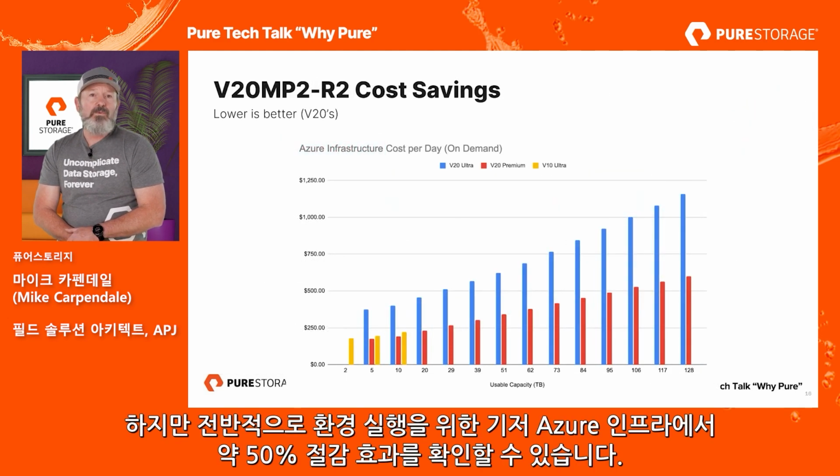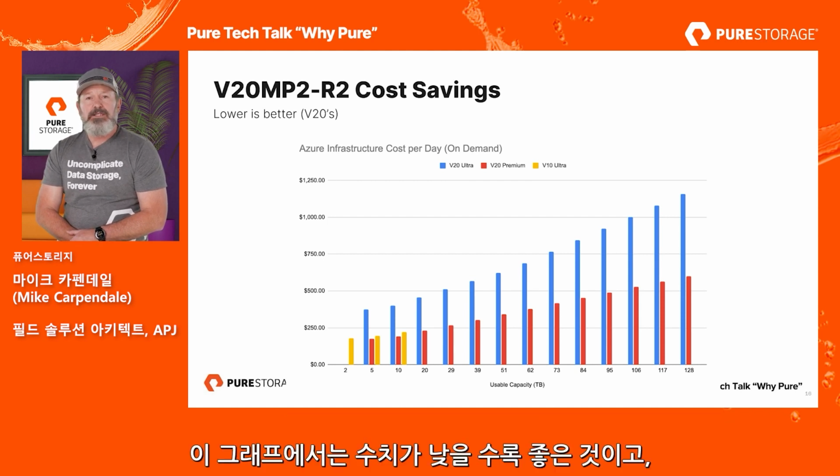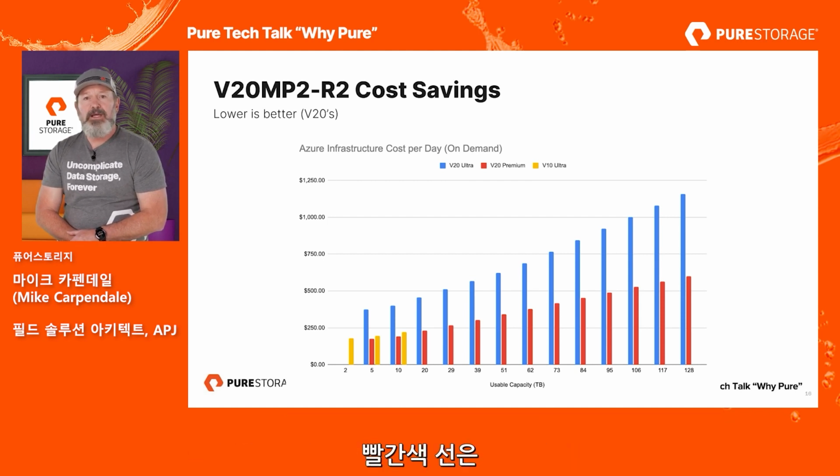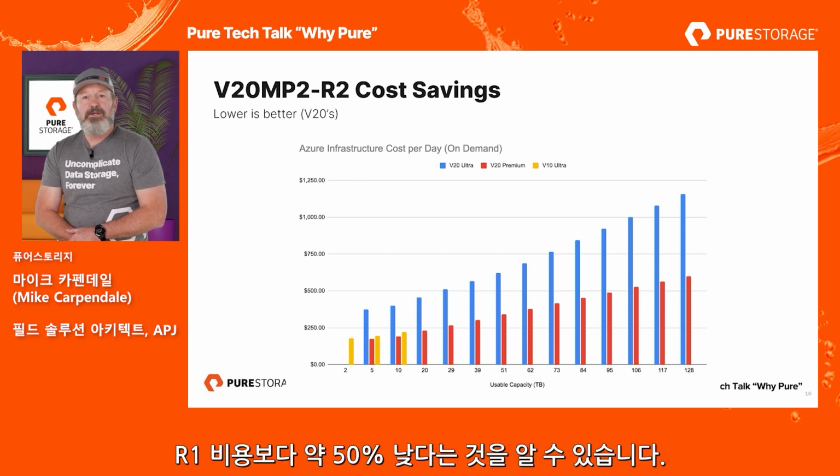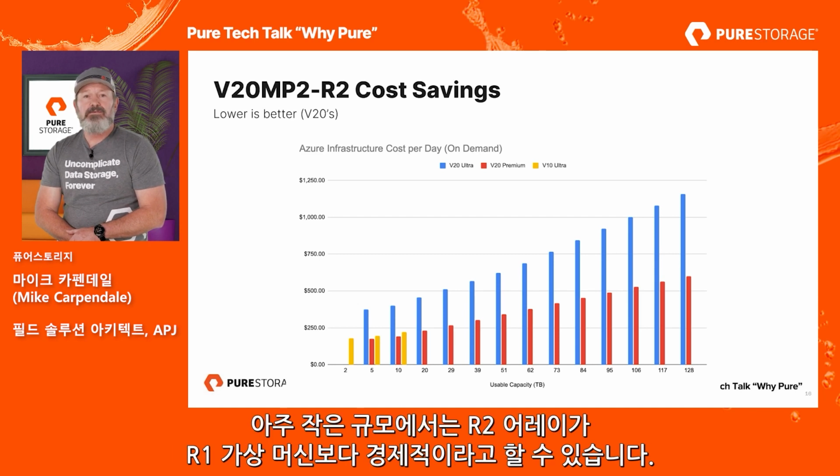But overall, what we're roughly seeing is a 50%, just short of 50% savings in the underlying Azure infrastructure to run the environment. In this particular graph, lower is better, and our red lines are the new R2 instance based off Premium SSD V2 disks. We can see that it's roughly 50% less than the R1 cost. We can even see that down in the very smaller scale of things, that the R2 array is cheaper than the R1 V10.